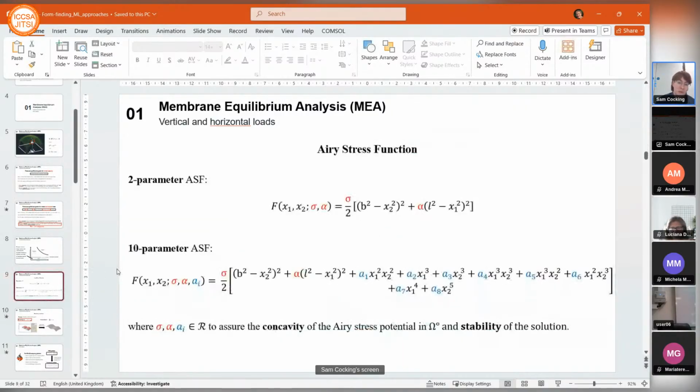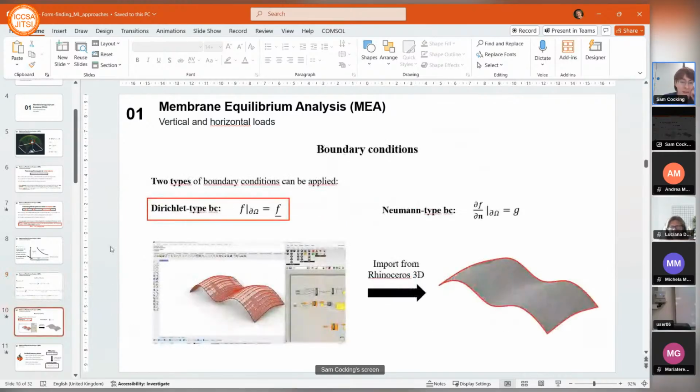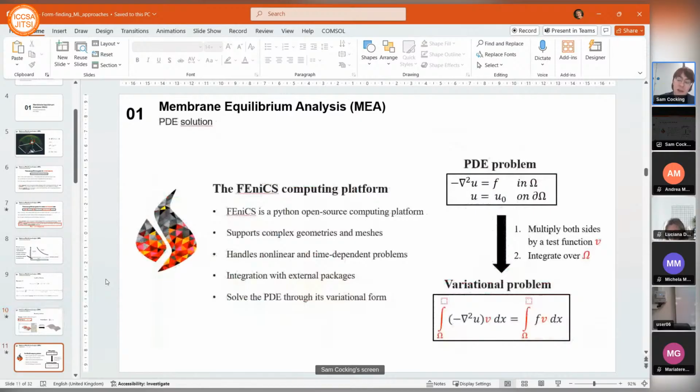And we can choose a number of different parametric area stress functions to do this analysis with. The more complicated the area stress function, the more refined the analysis, but the more challenging the computation might be in the constrained optimization to do form finding. And as I say, we use the Dirichlet type boundary conditions, which we can import from an architectural sketch directly, and those can control the boundary conditions for the problem. And if we want to solve this using a finite element formulation, then we've used the FEniCS computational package in Python. And of course, to do that, we need to translate this into a variational form.